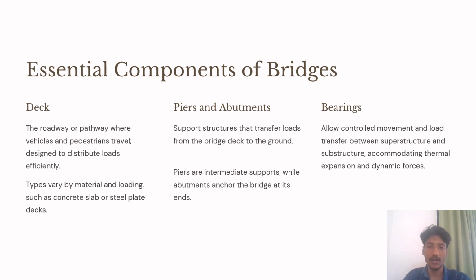The second is piers and abutments, supporting the structure and transferring loads from the bridge's deck to the ground. Piers are intermediate supports while abutments anchor the bridge at its ends. Third is bearings, allowing controlled movement and load transfer between superstructure and substructure, accommodating thermal expansion and dynamic forces.